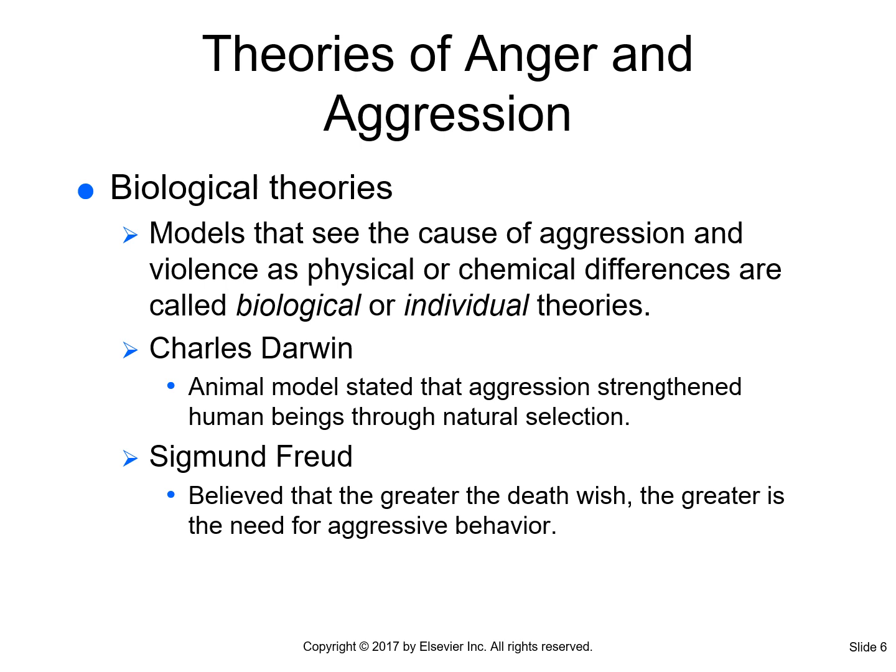For Charles Darwin, he used the animal model that stated that aggression strengthened human beings through natural selection. And then Sigmund Freud believed that the greater the death wish, the greater the need for aggressive behavior. So, in other words, those people that don't have that great death wish are the ones not having aggressive behavior, okay?